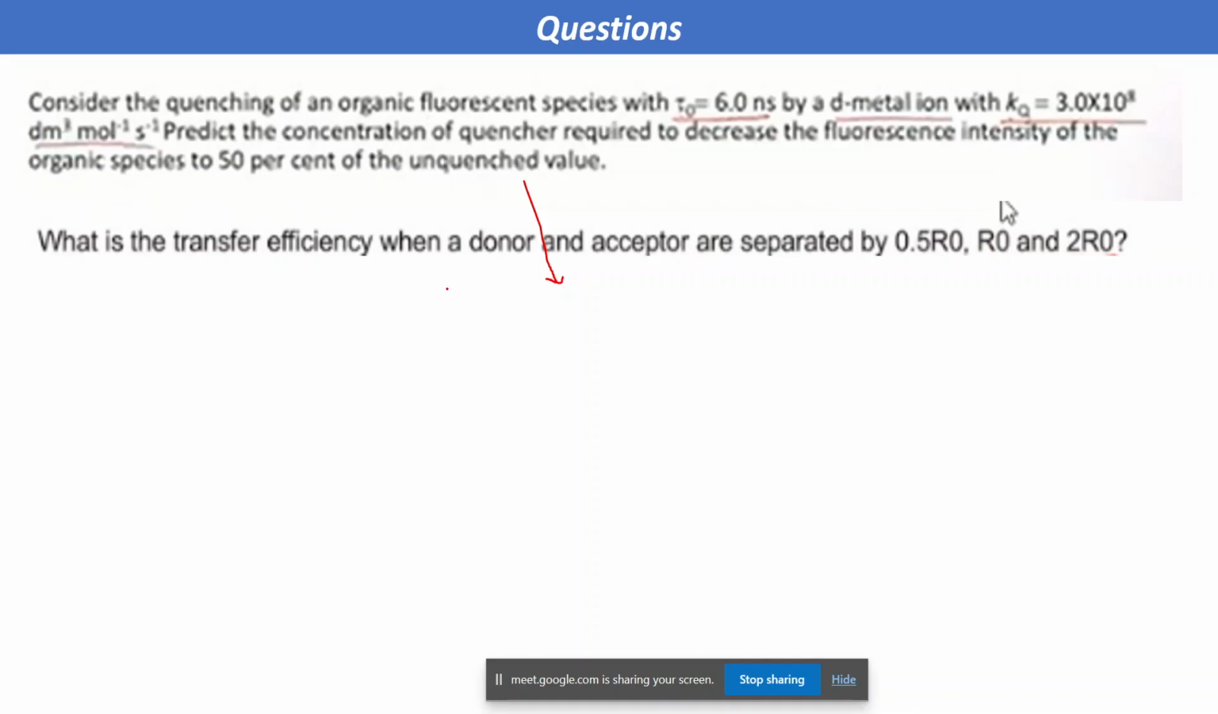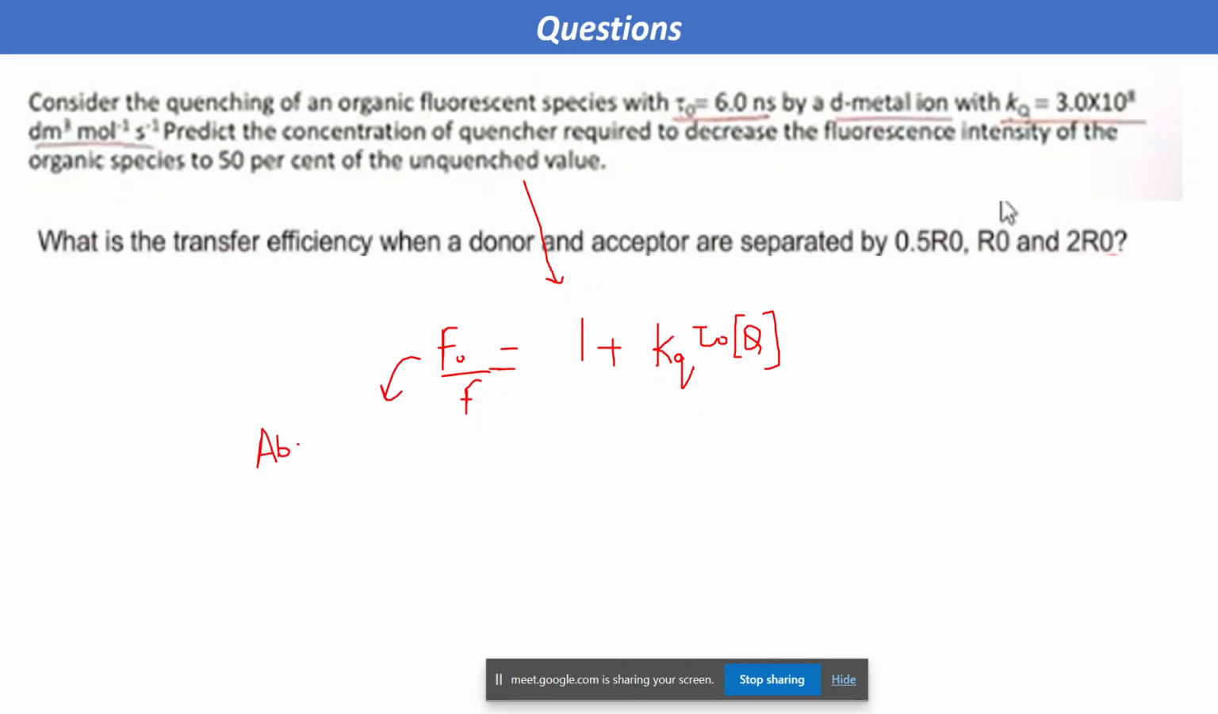You have heard of the Stern-Volmer plot, I guess. According to that, the equation is F naught by F is equal to 1 plus KQ tau into the quencher. What is F naught? F naught is the fluorescence intensity in the absence of quencher.